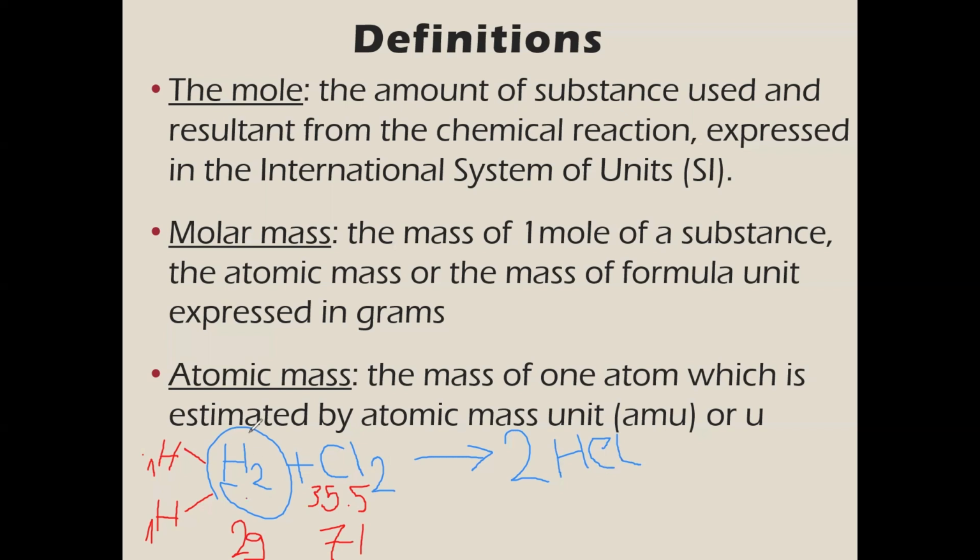Okay, so simply the mole is the amount of substance that enters or results from a chemical reaction. A molar mass is the mass of 1 mole of substance, which is expressed in grams. The molar mass of an atom is the same number as the atomic mass, but in grams. Okay?